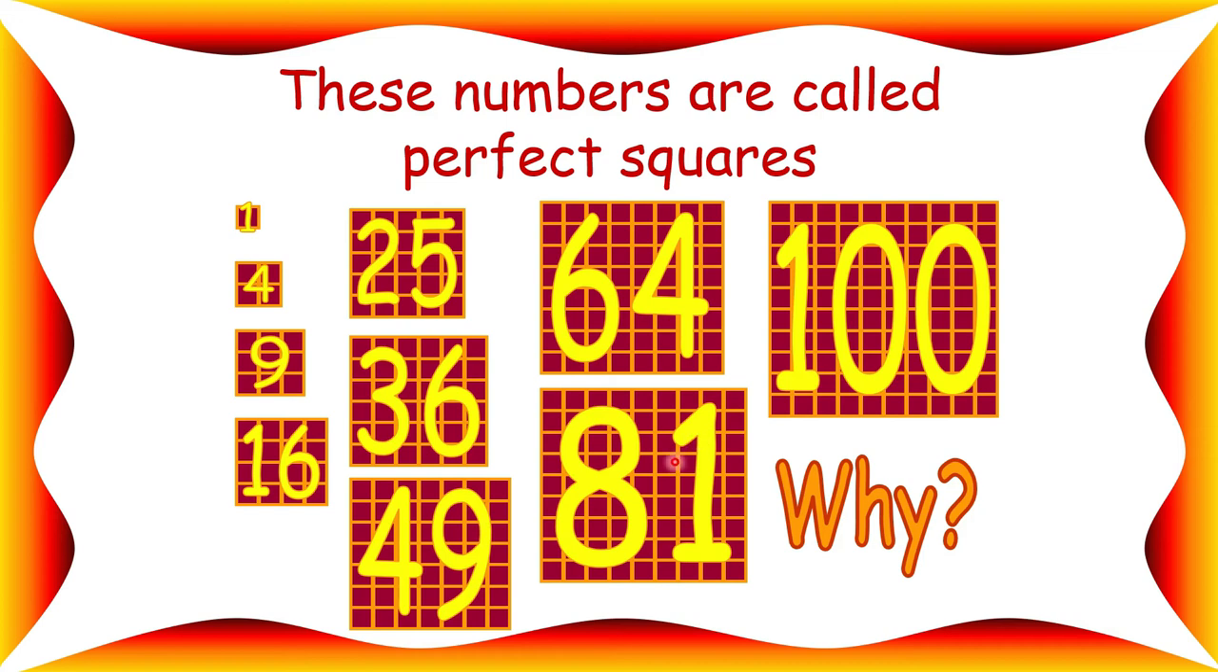Same with 81, we have 9 times 9. For 64, 8 times 8. For 49, we have 7 times 7. For 36, we have 6 times 6. For 25, we have 5 times 5. Same with 16, 4 times 4, 3 times 3, 2 times 2, and then 1 times 1. So those are the reasons why it is called a perfect square. Those numbers are what we call, again, perfect squares.